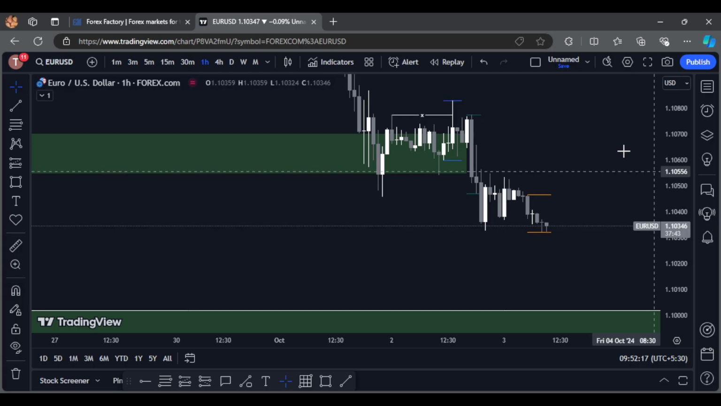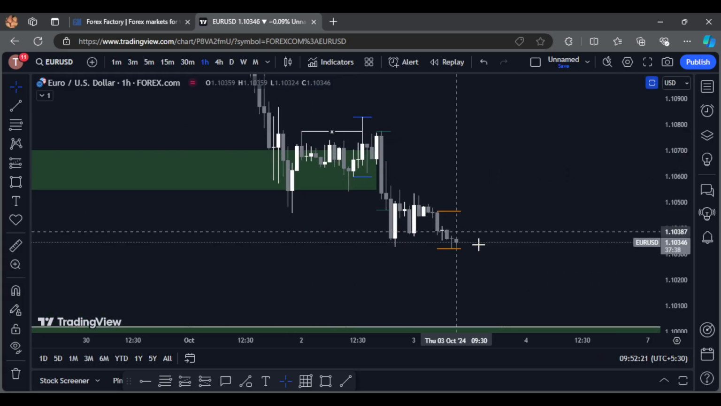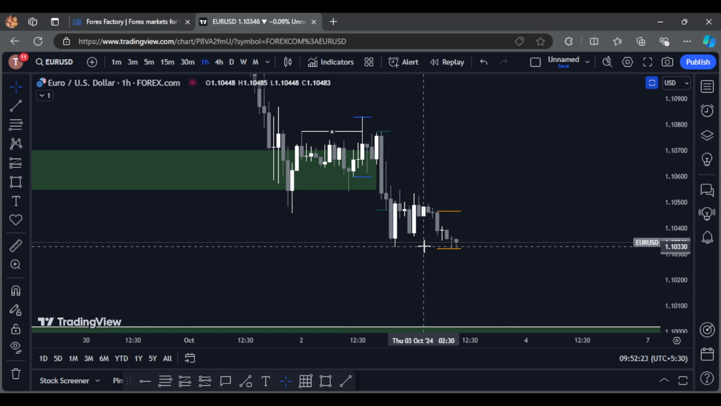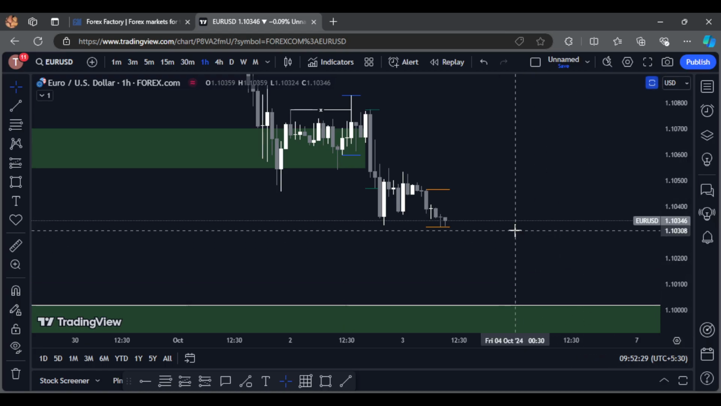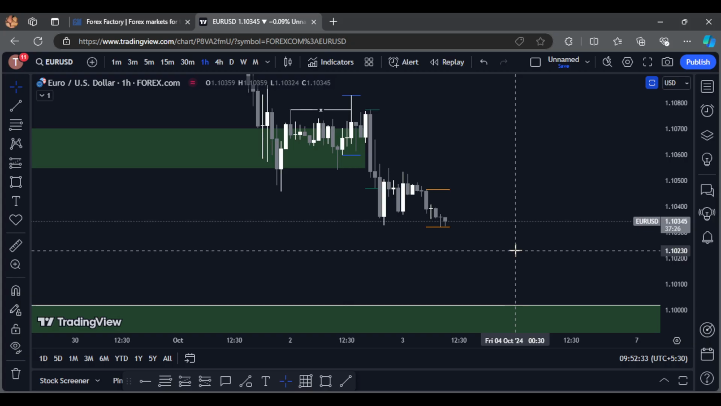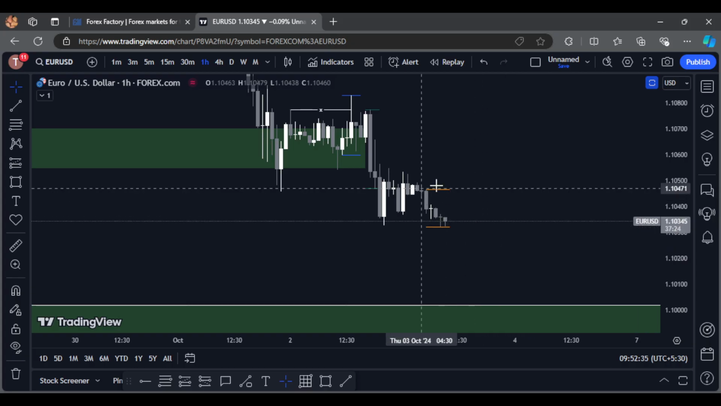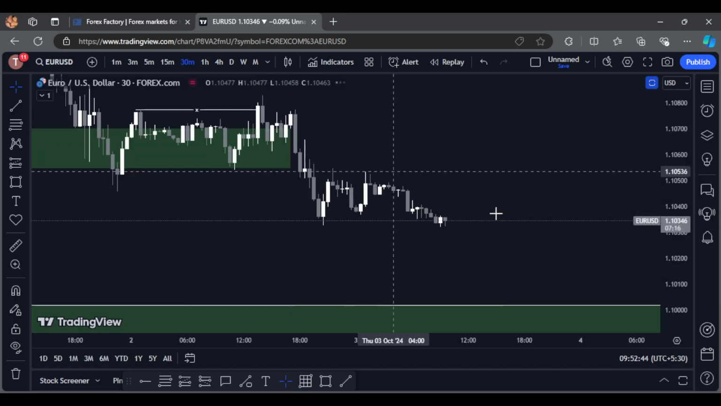As we move into the 1 hour, we can see that the price had taken a session liquidity and moved into the downward direction. And currently we are just moving into the downward direction. If we are going to move into the bearish side, most likely we are going to take the Asia high and then we can move towards the downward direction. So let's move to the 30 minutes.